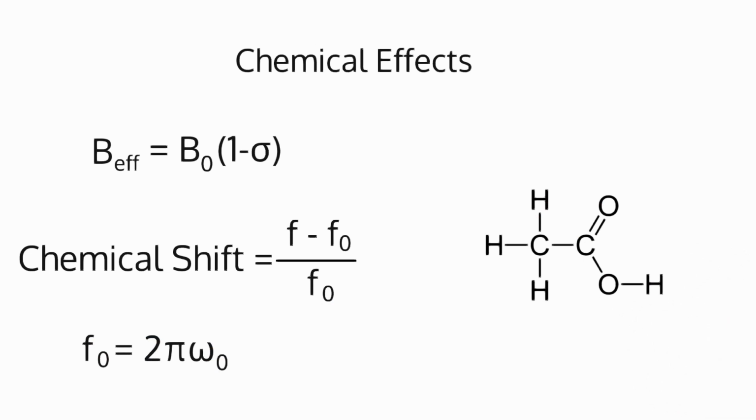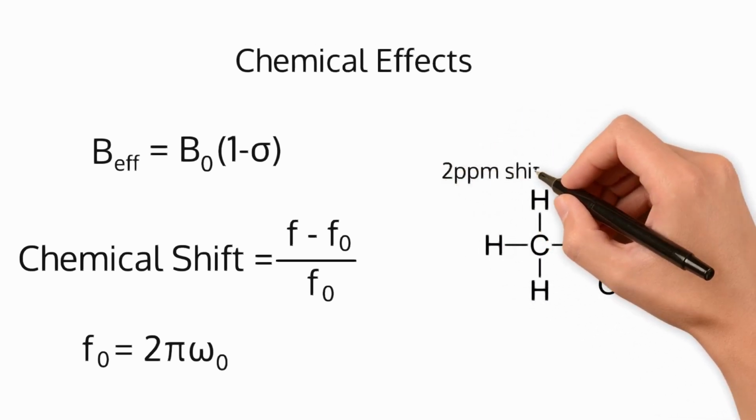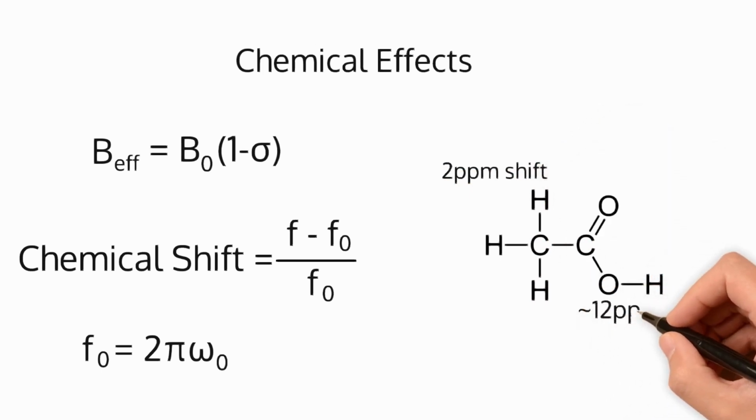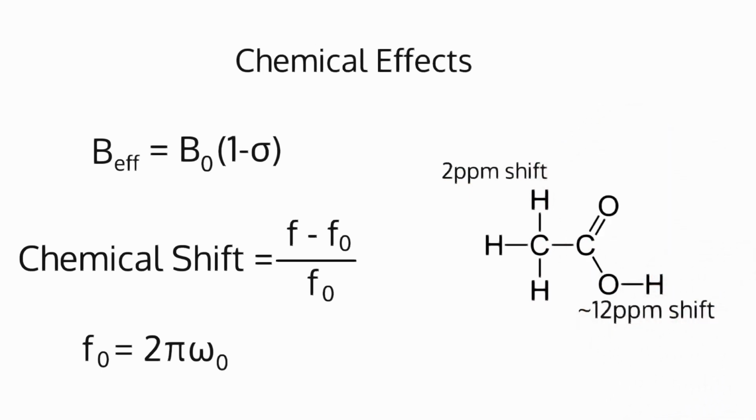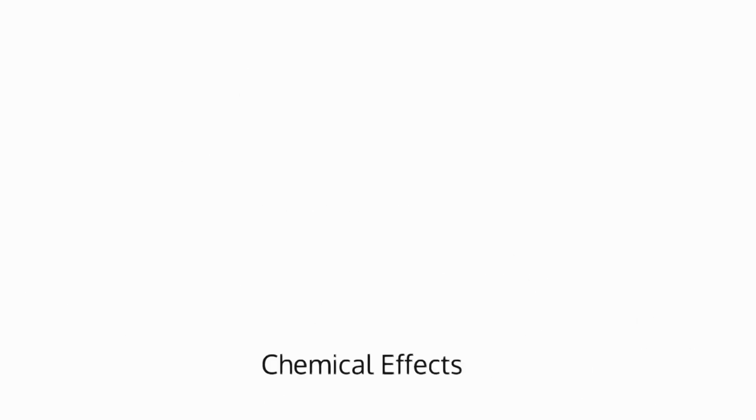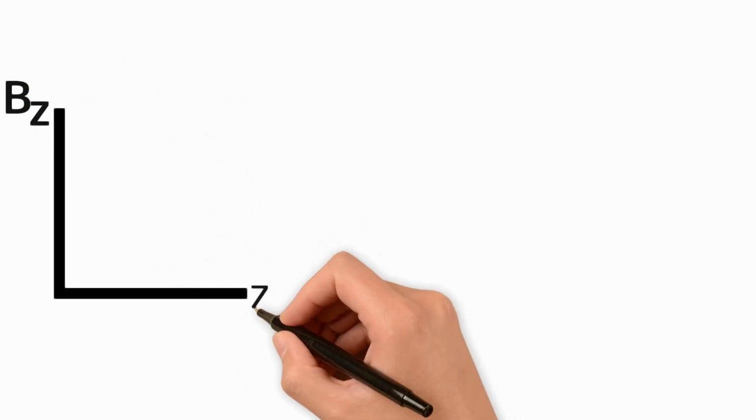For example, acetic acid has one of its hydrogen nuclei bonded to an oxygen instead of a carbon, and this changes its chemical shift from around 2 parts per million to a little under 12 parts per million. This chemical shift is a powerful tool for helping build the images, but it doesn't convey any spatial information itself. That's where applying the magnetic field in a way that's variable in space comes in.